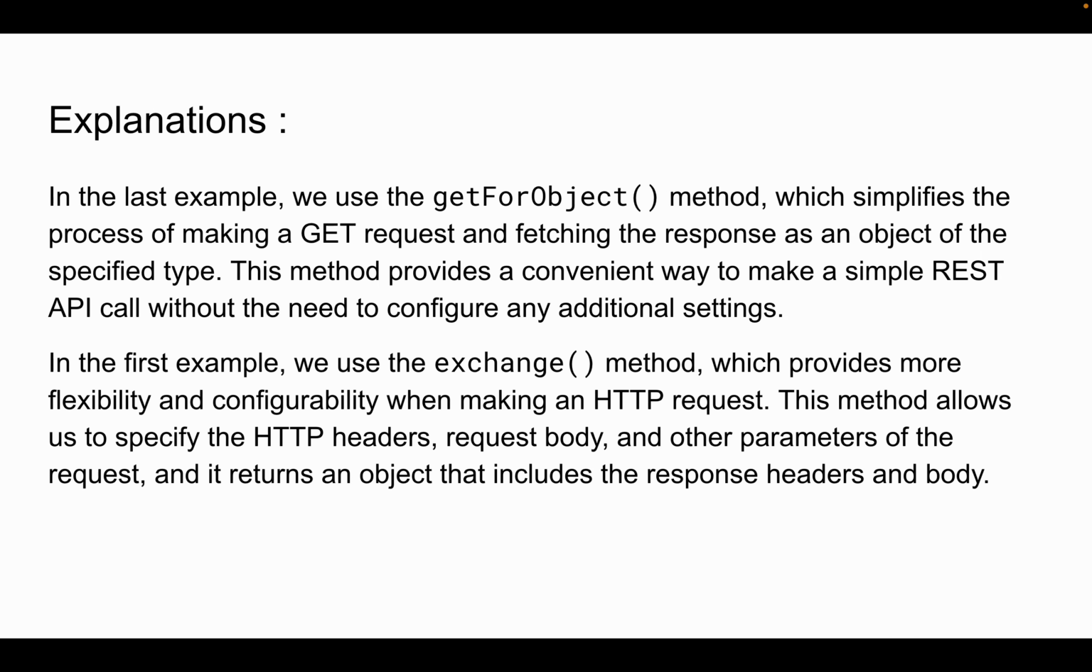The getForObject method simplifies the process of making a GET request, fetching the response as an object of the specified type. This method provides a convenient way to make a simple REST API call without the need to configure any additional settings. Whereas in the first example which I showed, we used the exchange method, which provides more flexibility and configurability when making an HTTP request. This method allows you to specify the HTTP headers, request body, and other parameters of the request, and it returns an object that includes the response headers and body.